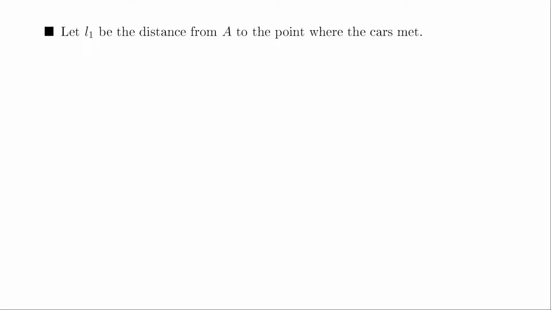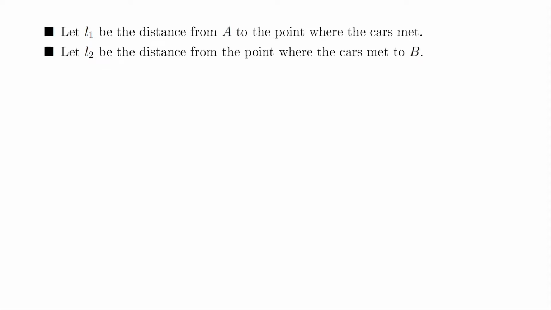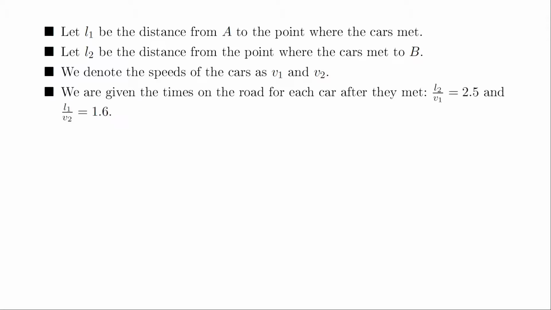Let L1 be the distance from A to the point where the cars met. Let L2 be the distance from the point where the cars met to B. We denote the speeds of the cars as V1 and V2. We are given the times on the road for each car after they met. So L2 over V1 is 2.5, and L1 over V2 is 1.6.